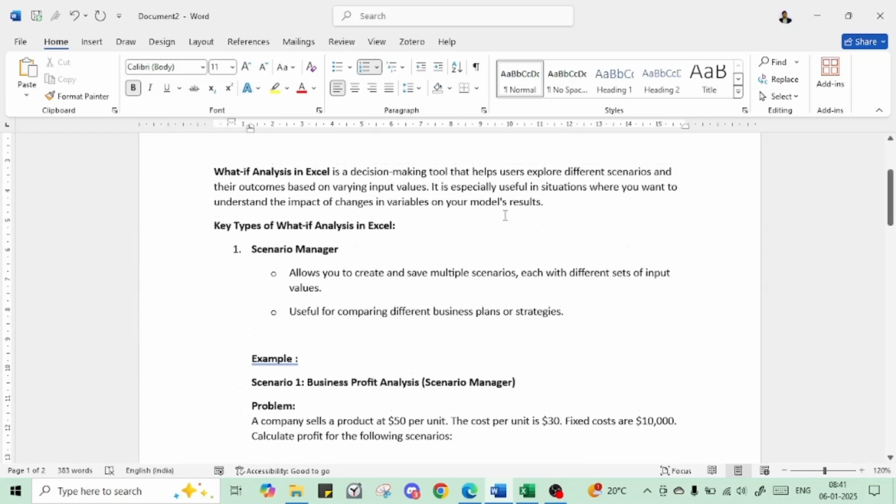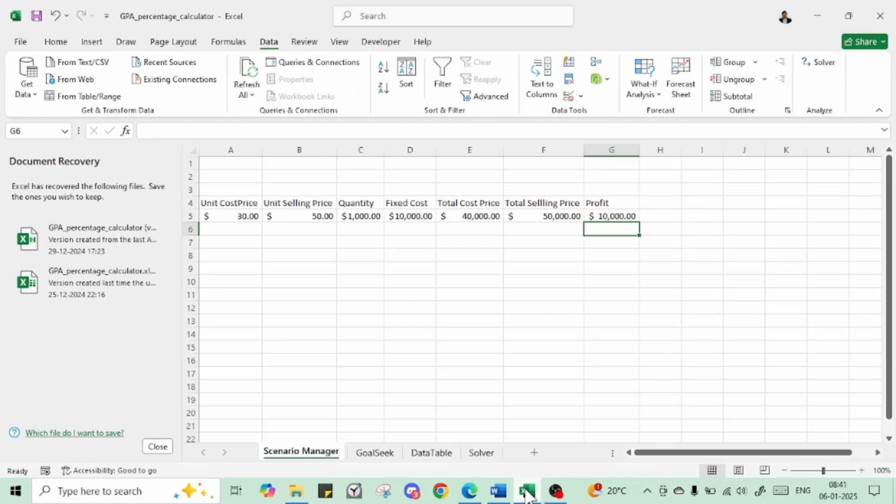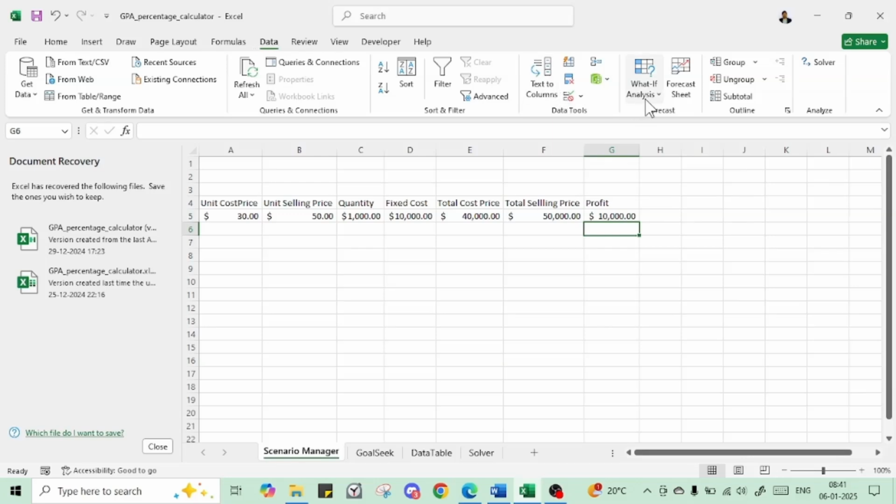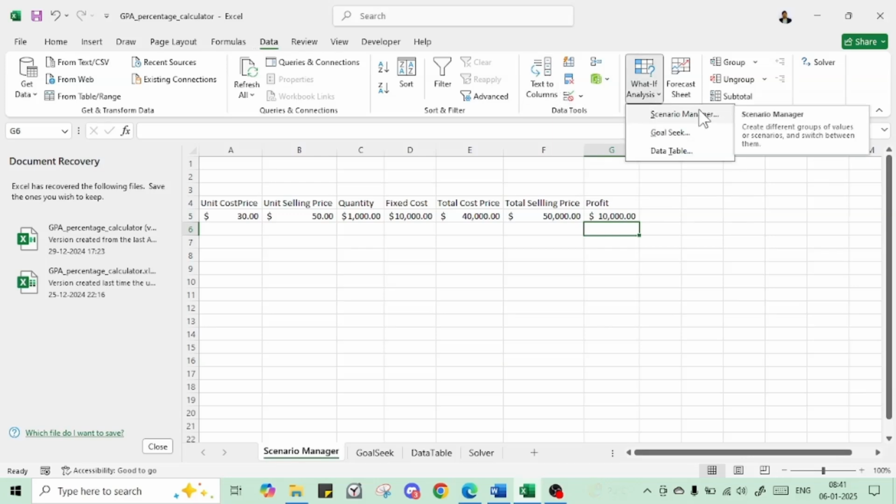Let's see where the options are located. When you get into Excel, the default tab which you open is the home tab. So you just go to the data tab, and here is what-if analysis, and you're going to see the three tools available: scenario manager, goal seek, data table. What is scenario manager? You create different groups of values or scenarios and switch between them. So let us see how it is applicable.